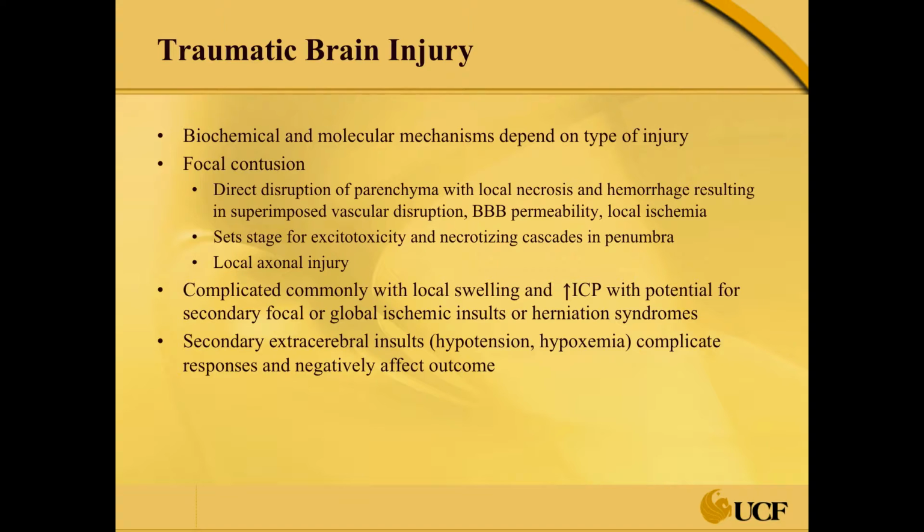And commonly, if you have a complicated injury, you see local swelling and increased ICP with the potential for a secondary focal or global ischemic event, or of course at that point we're also talking about such significant edema and direct primary damage to the tissue that they can herniate. Secondary extracerebral insults include things like hypotension and hypoxemia, and of course these complicate responses and can help play a role in a negative outcome.